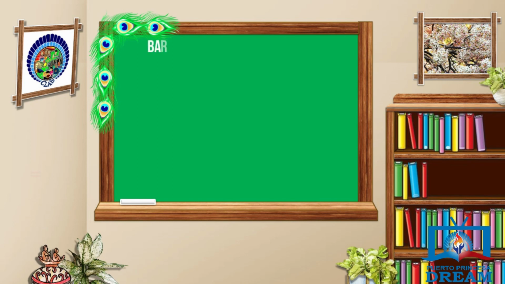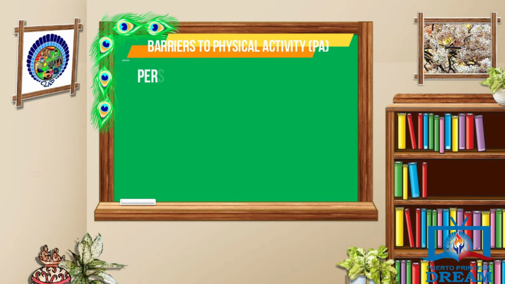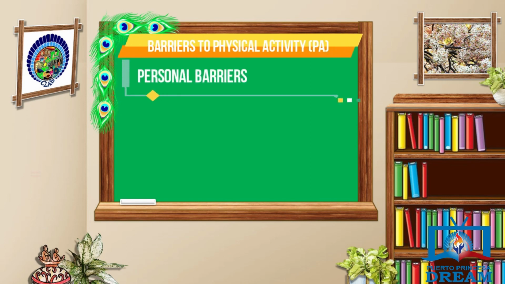Did you know that there are also reasons for an individual to not perform or do physical activities? These are the following. Barriers to physical activity. The first one is personal barriers. Some common explanations that people cite for resistance to exercise are: number 1, insufficient time to exercise.